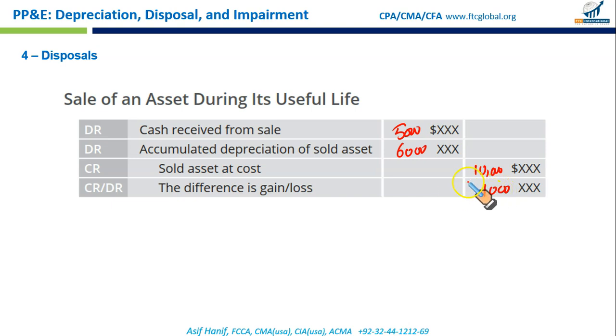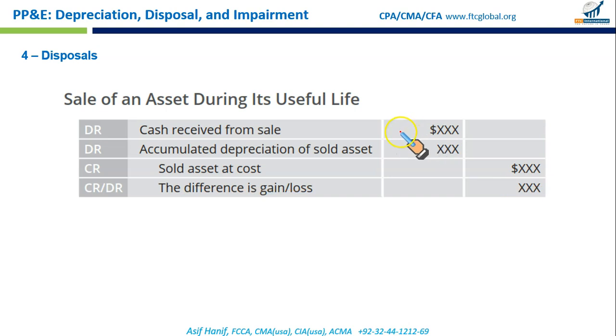Let's change some numbers. Let's say the cash received was 4,000 only. In that case, there is no gain or loss. Cash received is 4, accumulated is 6, 4 plus 6, 10, equals 10. In other words, you have sold an asset at its net book value.